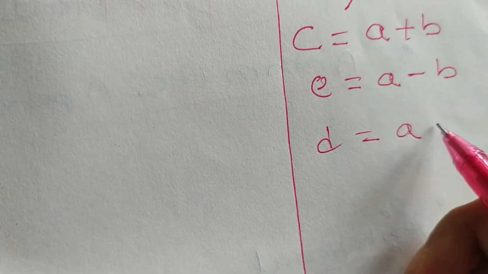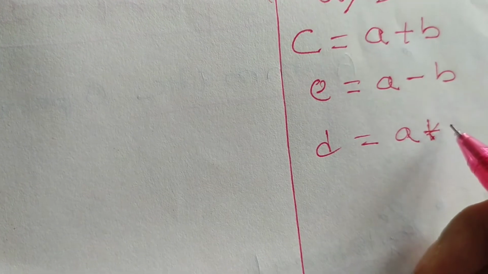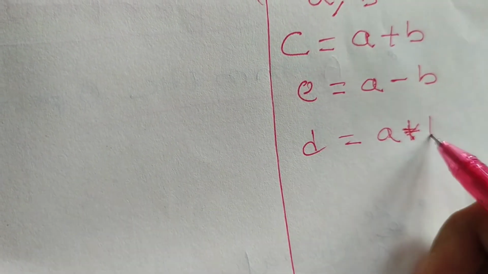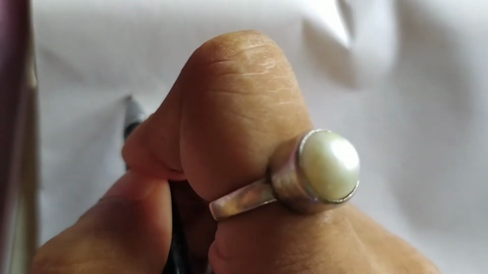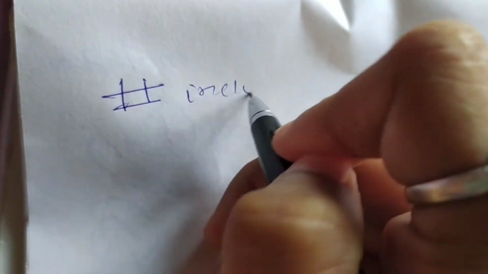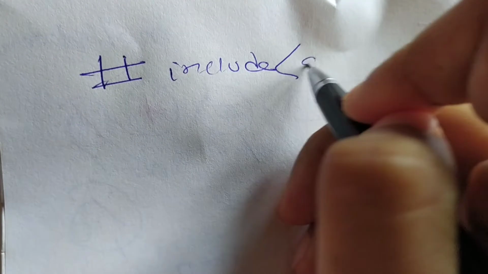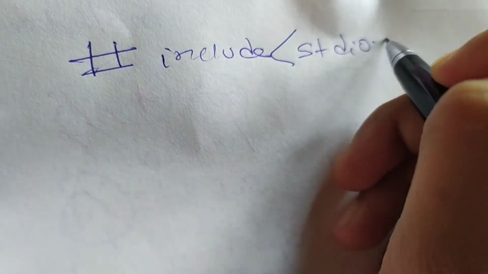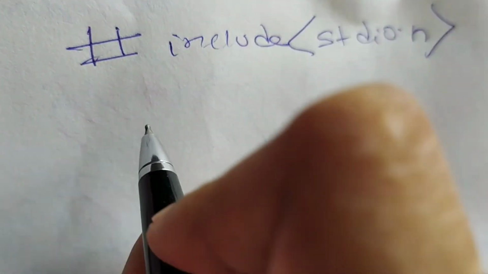which will be the multiplication of a and b. Okay, so now I am writing the program here. Following the sequence of the C language, we will start with #include <stdio.h>.